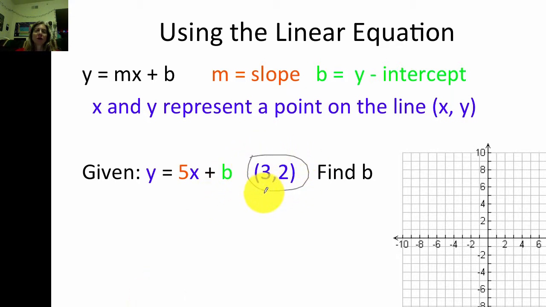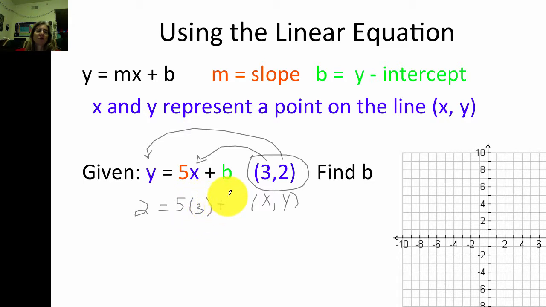So we can plug in these values, because a point on the line is always x and y. The 3 can plug into here. The 2 can plug into here. And now we have a lot less variables. We have more numbers, and we only have one variable. So we are going to plug in for y, which is 2, equals 5 is always there, times our x, which is 3. And that's plus the b. We're solving for the b.